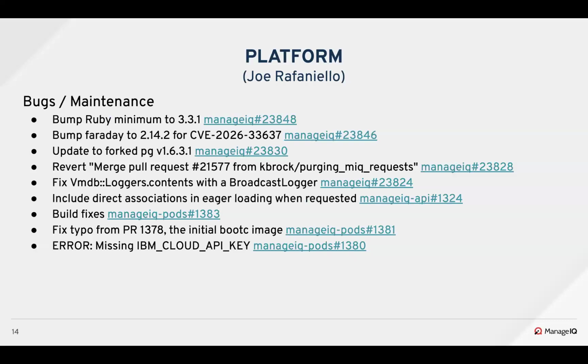Adam fixed a bug in the Ansible requirements in core. I reverted the purging MIQ requests PR in core since we will take a more surgical route by purging request logs directly. Adam fixed the VMDB loggers contents with the broadcast logger in core. I included direct associations and eager loading when requested in ManageIQ API. And Brandon fixed build issues, a typo from a prior PR for the initial bootc image, and a missing IBM Cloud API key error in ManageIQ pods. Next slide.